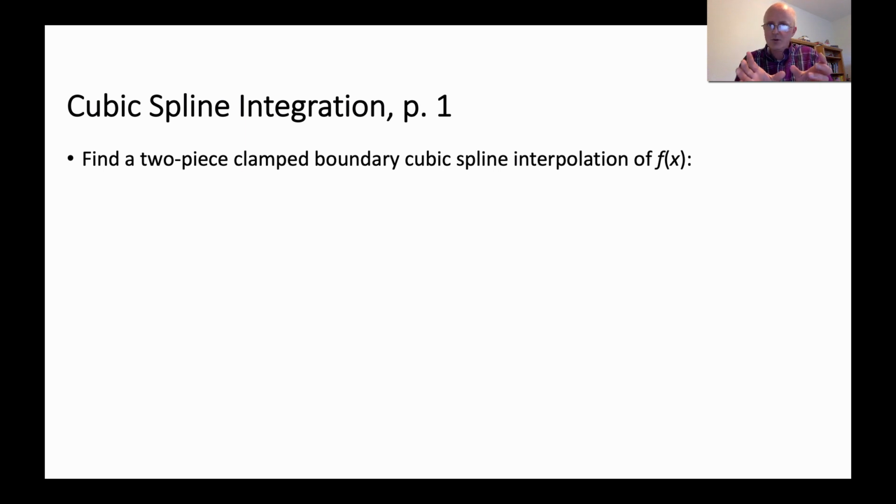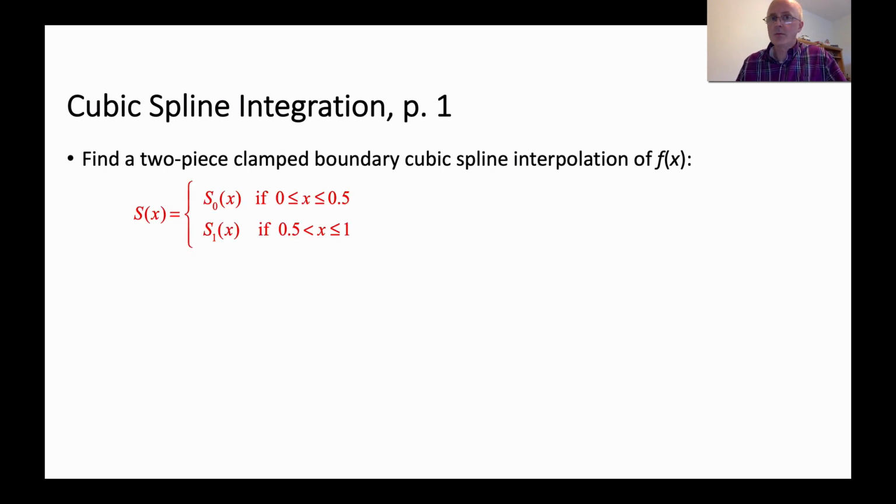Two-piece means we're looking at the two subintervals, 0 to 0.5 and 0.5 to 1. Clamped boundary means we're setting the derivatives of our cubic splines, where we're piecing together two cubic functions. We're setting the derivatives at the endpoints equal to the derivatives of f at the original endpoints. So we're clamping the slopes, so to speak.